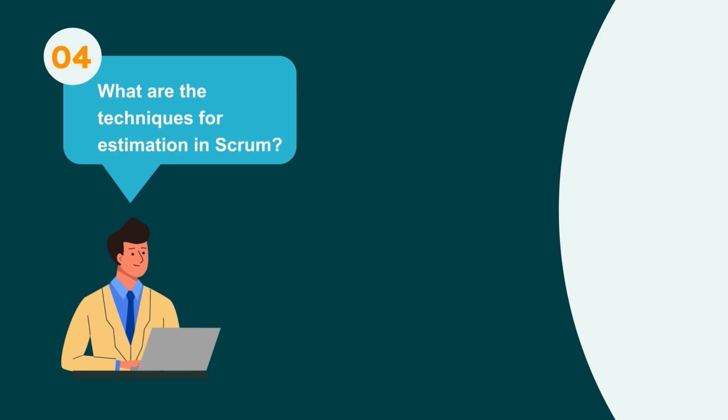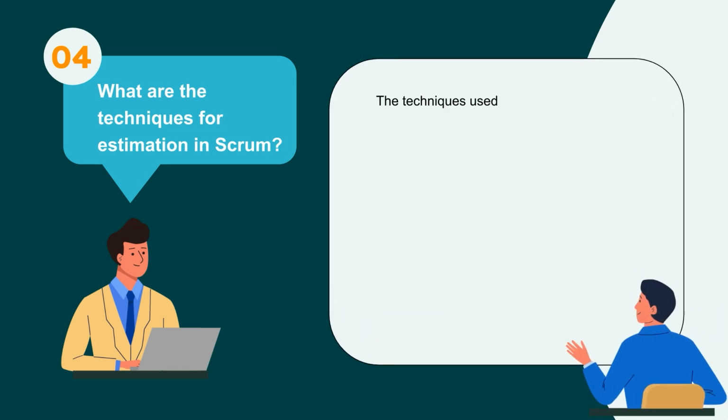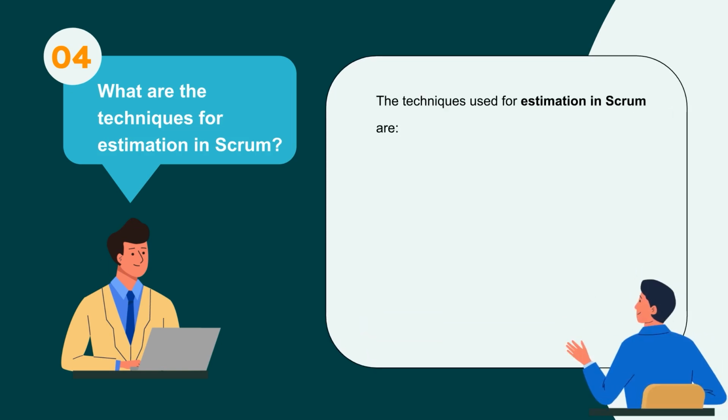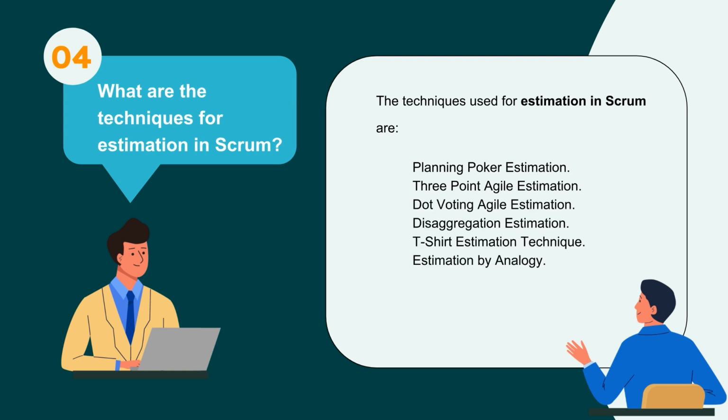4. What are the techniques for estimation in Scrum? The techniques used for estimation in Scrum are planning poker estimation, 3-point Agile estimation, voting Agile estimation, disaggregation estimation, T-shirt estimation technique, estimation by analogy.